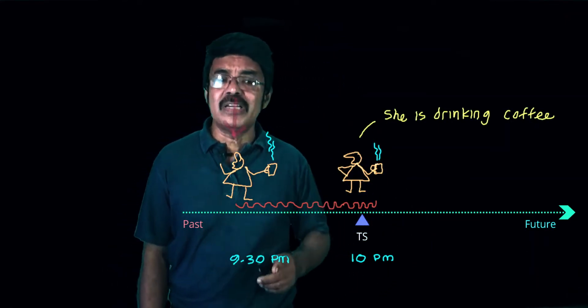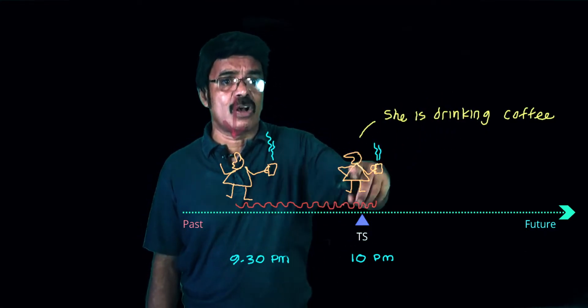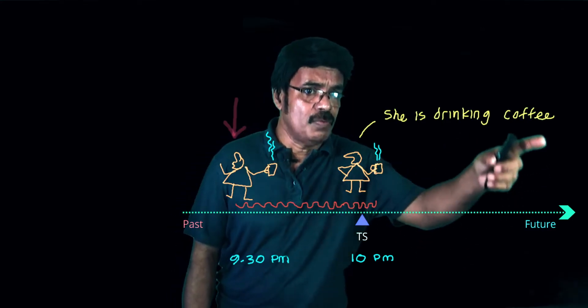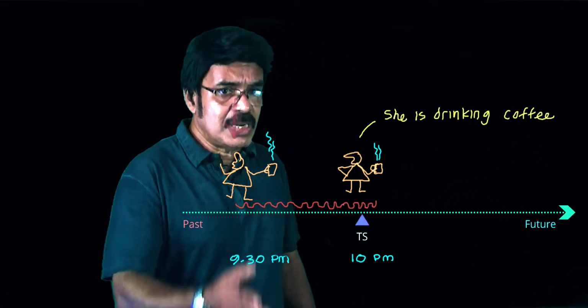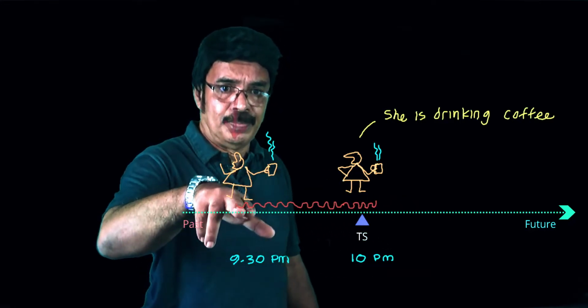So that is completely different from the first example. She's drinking coffee. Now she's drinking coffee. When we say she's drinking coffee, we are focusing on the action. But here what happens? Something different has come.